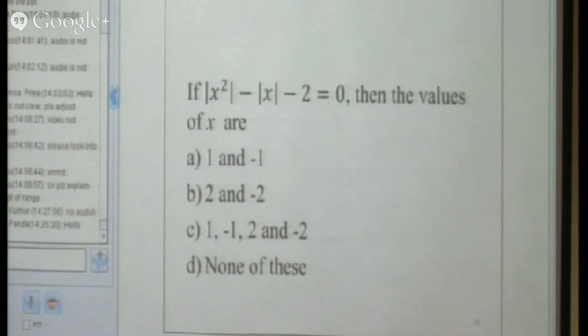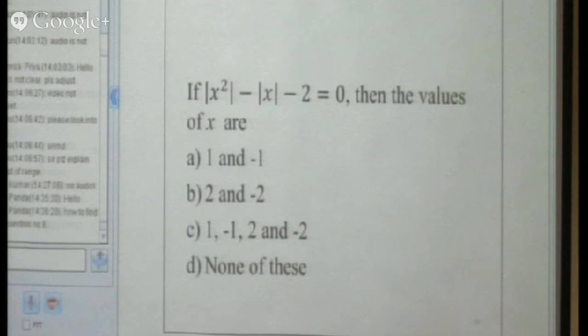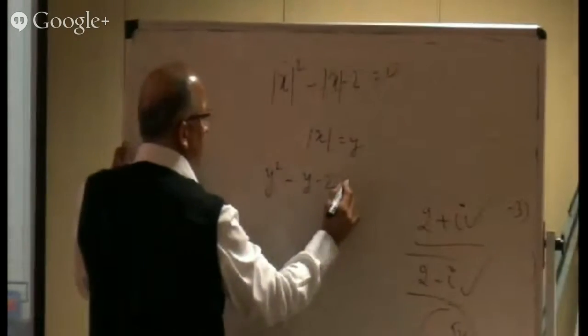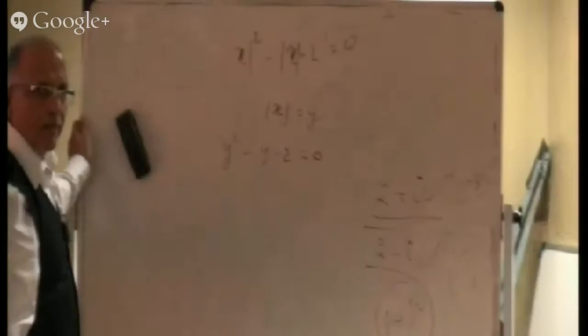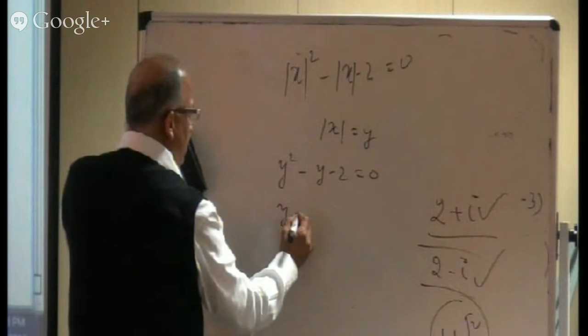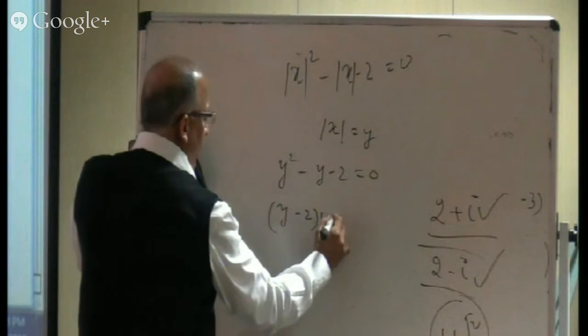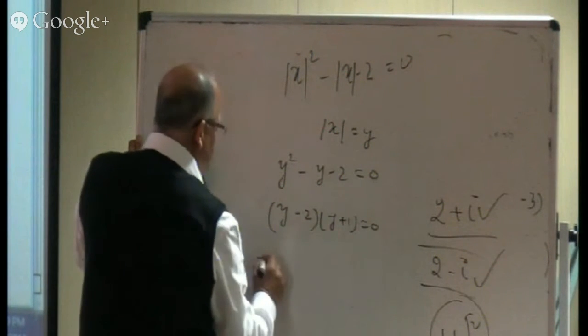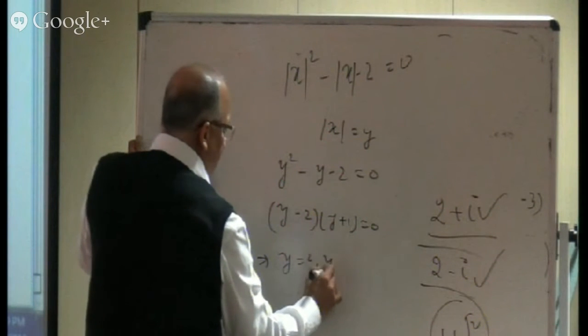Modulus function: mod of a number is always positive. This is given, then it asks what is the value of x? What will you do? Let us put mod x equal to y. The equation becomes y square minus y minus 2 equal to 0. This can be simplified by factorization: y minus 2 times y plus 1 equals 0. This implies y is equal to 2 and y is equal to minus 1.